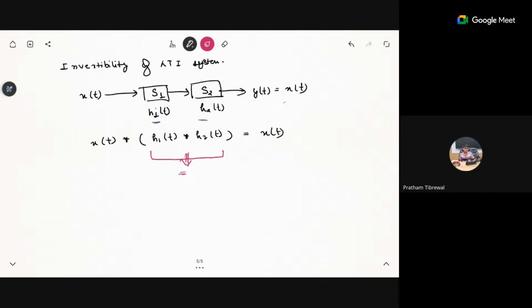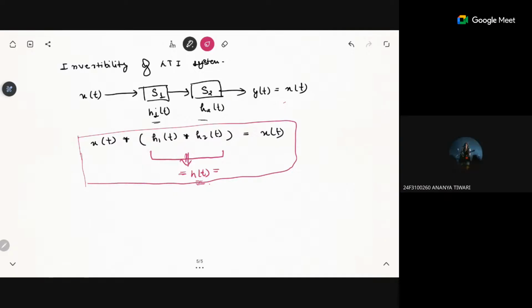We can directly write h(t). Like h1 convolving with h2, we can simply consider as h(t). So what will be the value for this h(t)? Means h(t) can be anything, no? What function should be here? There could be only one function possible to make this equation true. Now tell me. Delta t. Delta t. Very good.